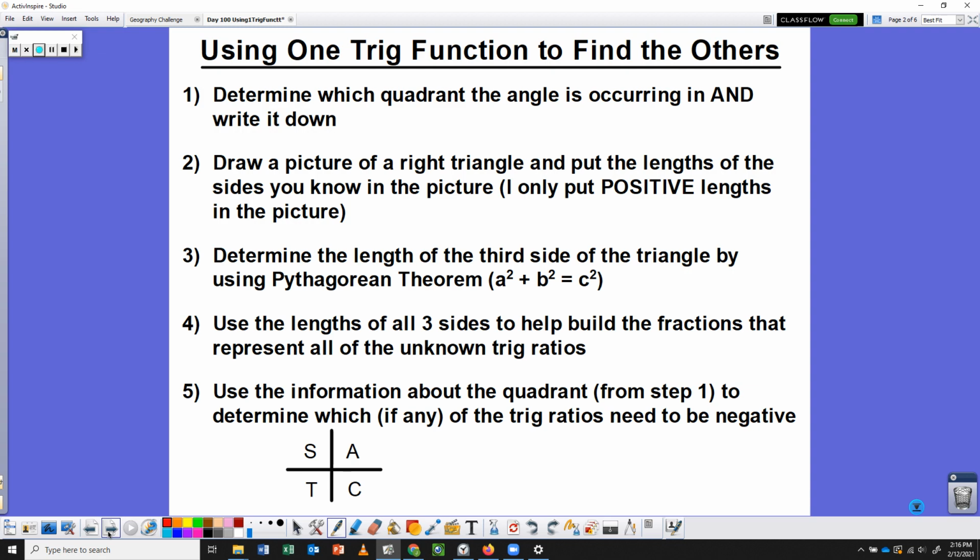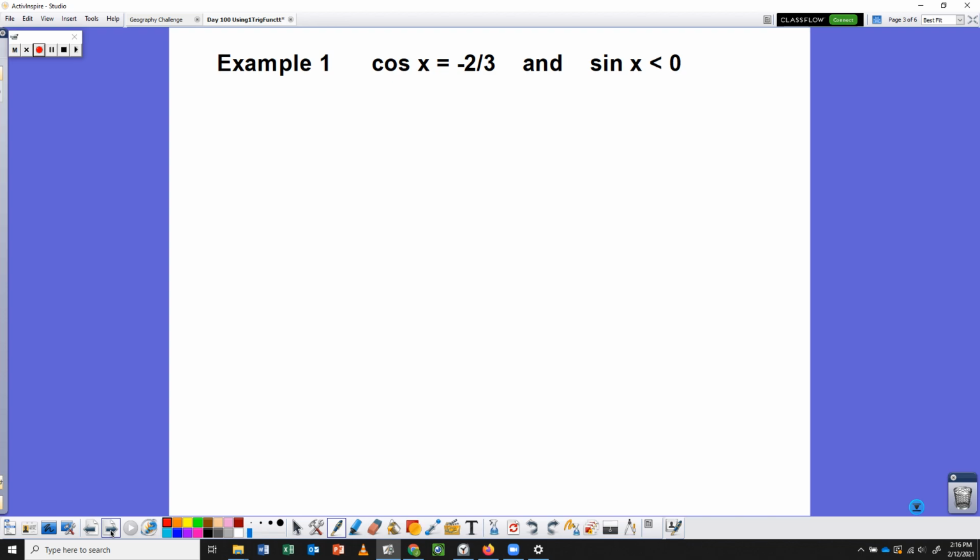If tangent's positive in quadrant 3, that means cotangent's positive in quadrant 3. And if cosine's positive in quadrant 4, that means secant's positive in quadrant 4. So when you flip something over, in other words, the reciprocal trig functions have the same sign as their base function that they come from. All right, let's now try a couple of examples, and I'll walk you through all the steps that we're going to go through in order to figure out all of our trig functions here.